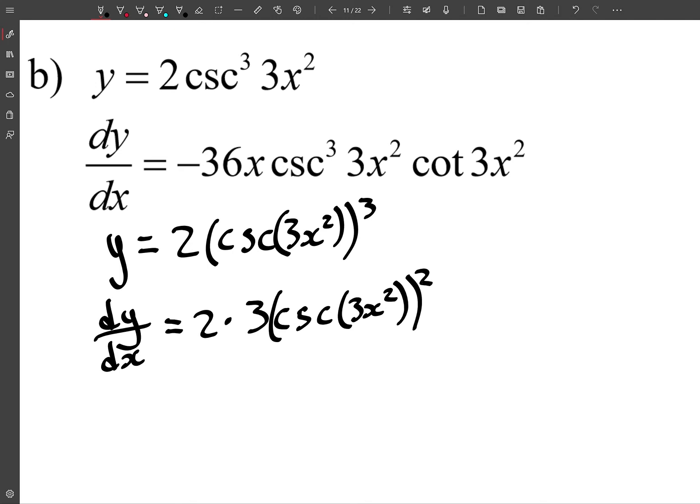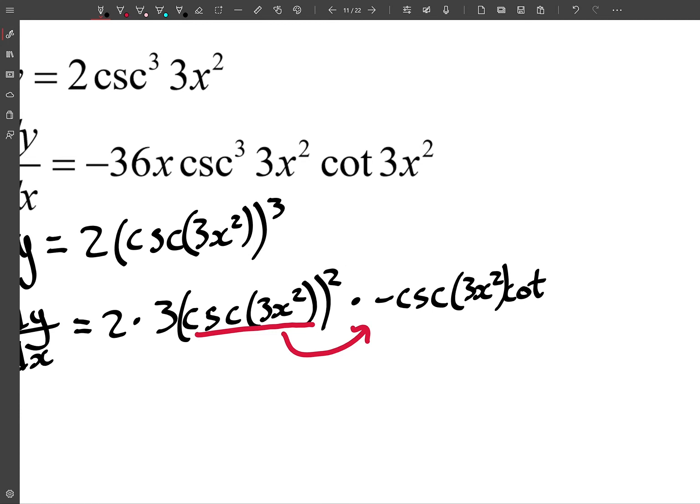Now I have to take the derivative of cosecant 3x squared, chain rule, right? So the derivative of cosecant 3x squared is going to be negative cosecant 3x squared cotangent 3x squared. That's just the derivative of cosecant.